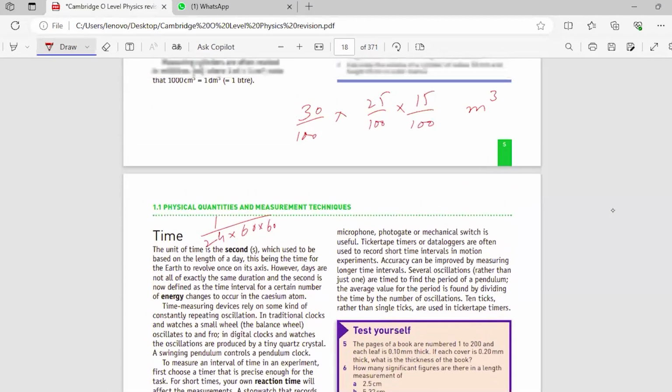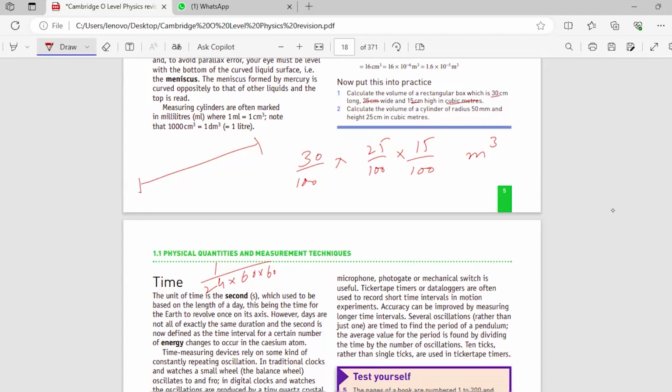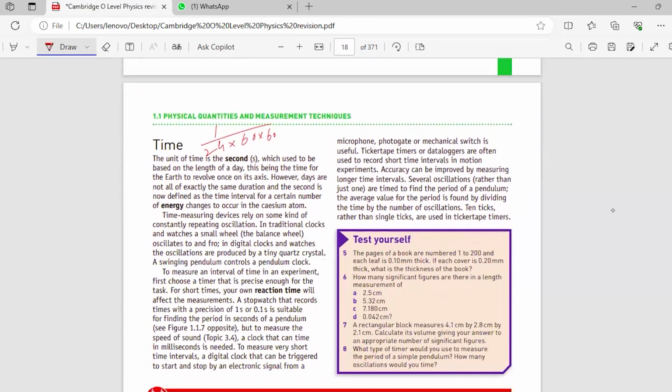In the same way, for length, there is a standard length of the platinum iridium rod. Its length has been standardized to be 1 meter, and we have to follow those standards.